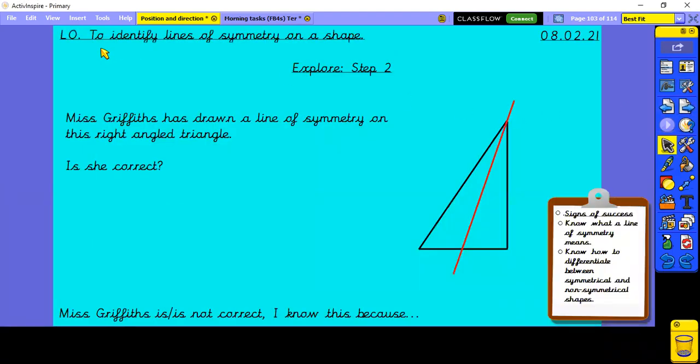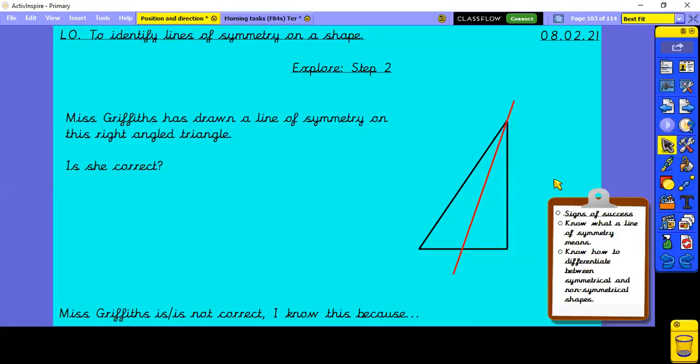Okay, now we're going to move on to our explore phase step 2. So I've got a triangle on the screen. It's a right angled triangle, and Miss Griffiths has drawn a line of symmetry on this right angled triangle. And I want you to think about, is her line of symmetry correct? Will our fold along this line have identical folds? So pause the video, have a look at the image and think about whether Miss Griffiths has drawn the correct line of symmetry.